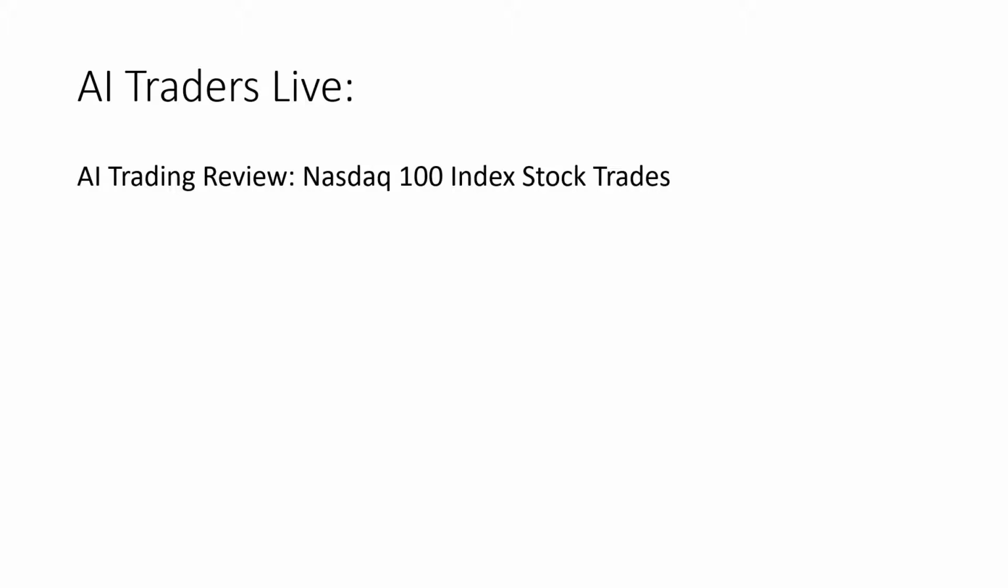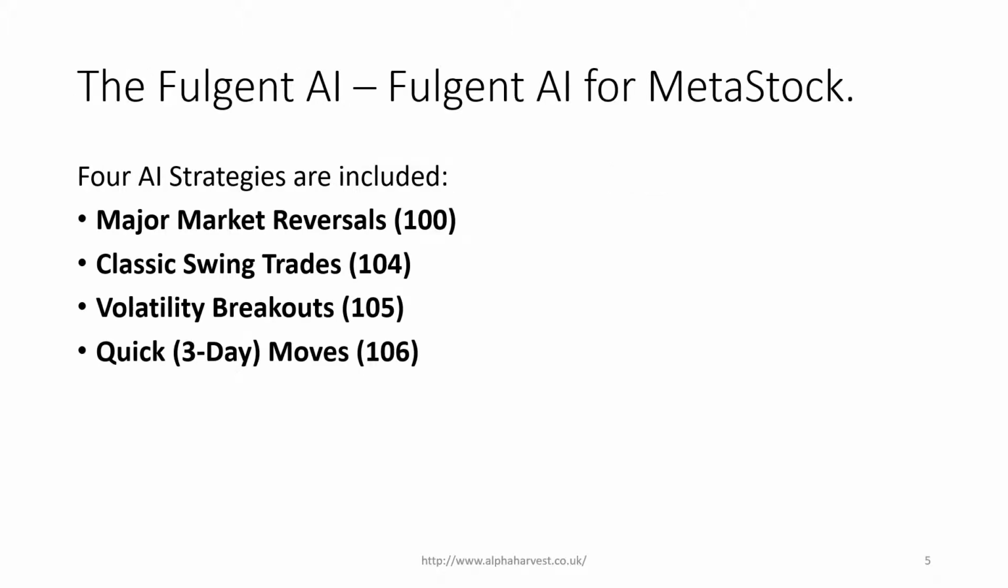Today we're going to look at the Nasdaq 100 index constituent stocks. We're going to run these stocks through the artificial intelligence engine to find high probability trades. For those of you that are new to AI Traders Live, the 4 artificial intelligence trading strategies that we use are major market reversals, classic swing trades, volatility breakouts, and quick 3-day moves.